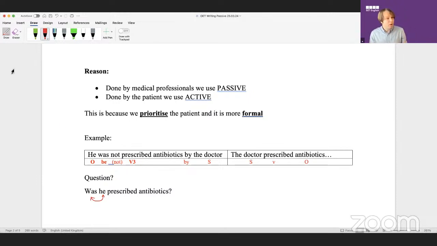We don't really need the question form for writing. This is a writing class, okay? What we need is the negative and the positive here. However, there's a little bit of a problem.